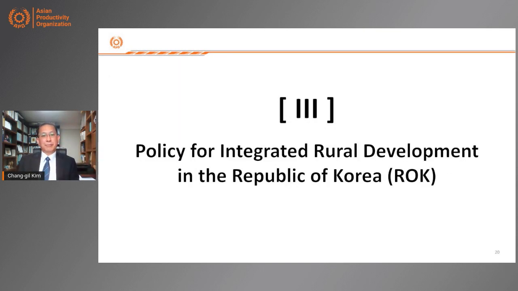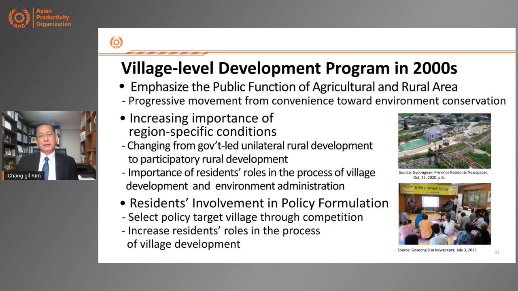And then some policies for integrated rural development in the Republic of Korea. After 1979, I think the Saemaul movement was finished because President Park, who initiated it, was assassinated at that time. So after then, the new government emphasized new development projects. However, all the rural development programs were for enhancing inclusive rural development.